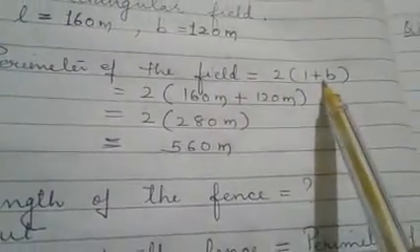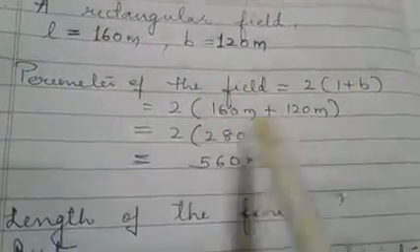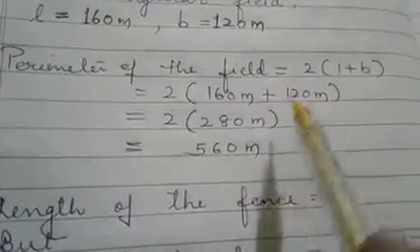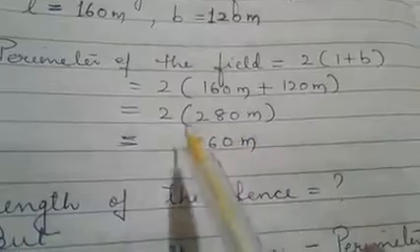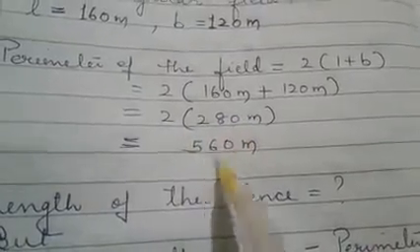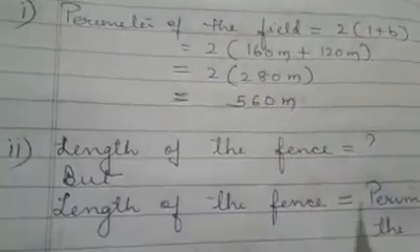So twice L plus B. Twice length is 160 and breadth is 120. Both are meters, so no issues of conversion. So 2 into bracket 160 plus 120, that is 280. So 2 multiplied by 280 is 560 meters. Always solve the bracket first. So the first question is solved here itself.